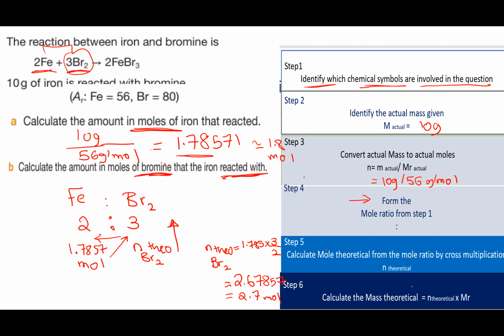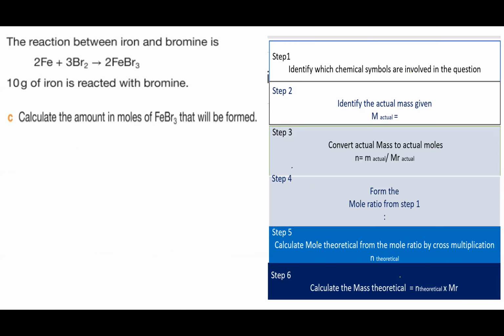So now this takes us to step number 5. You just calculated the theoretical moles from that mole ratio at this point, okay? So again, you need the moles of one of them in order to get the moles of the other using the mole ratio. Now, we want to find how many moles. We're going to use the same idea to find the number of moles of iron 3 bromide.